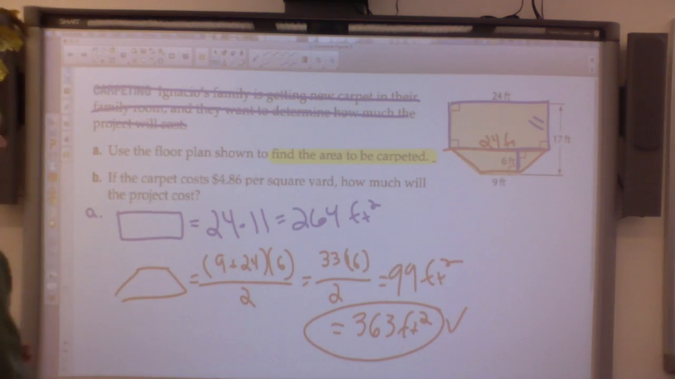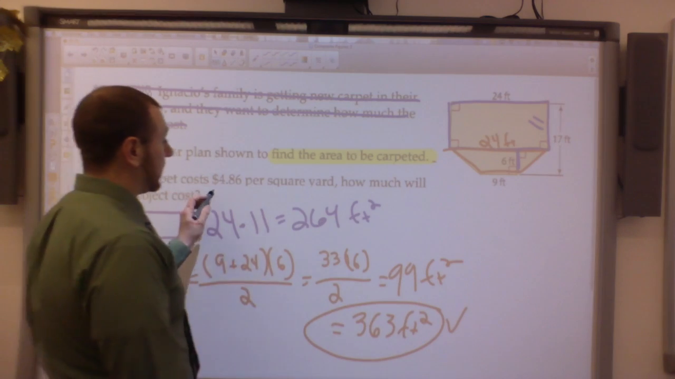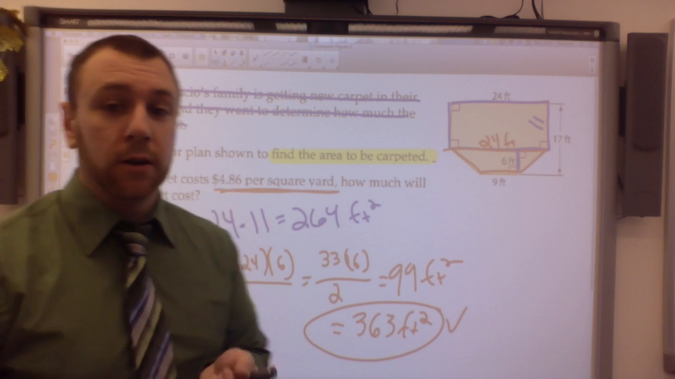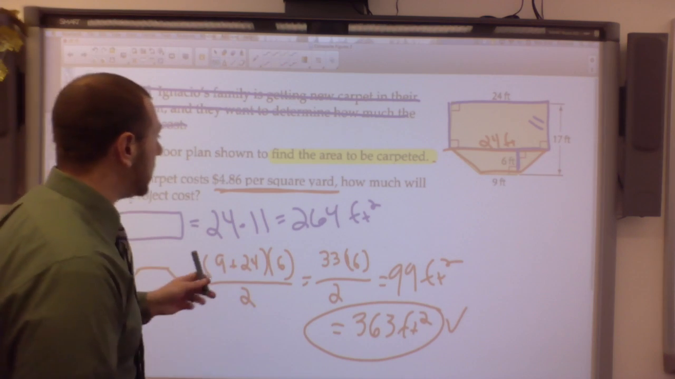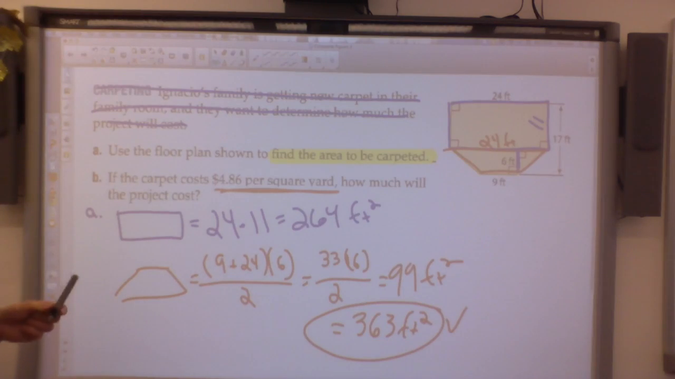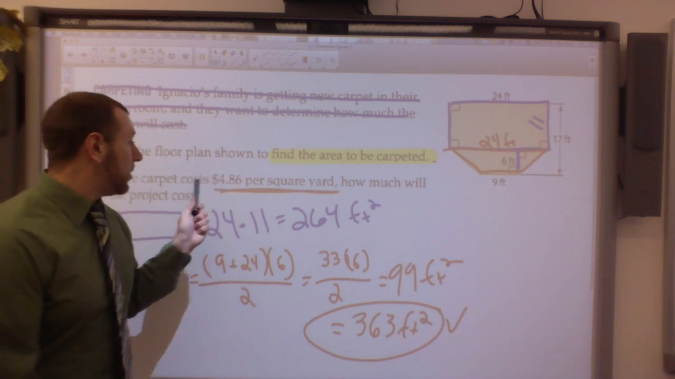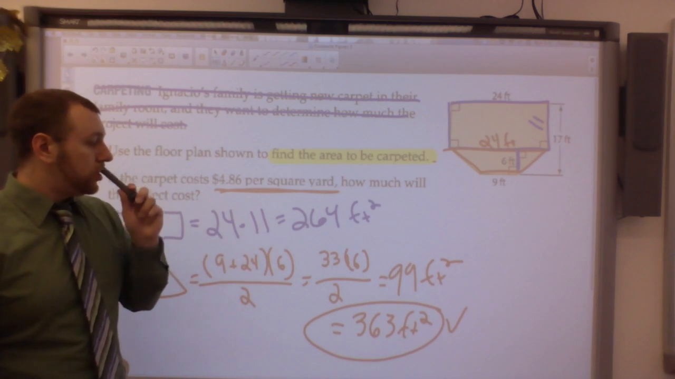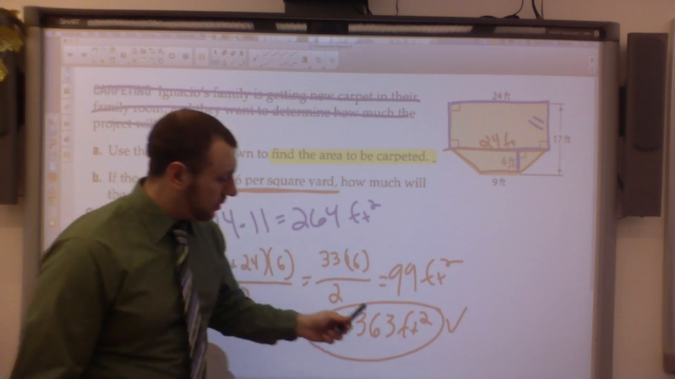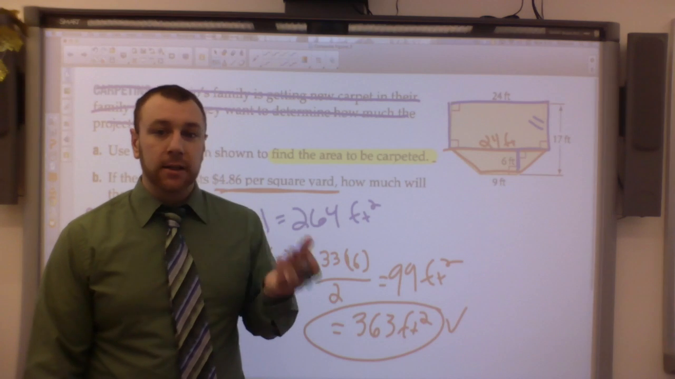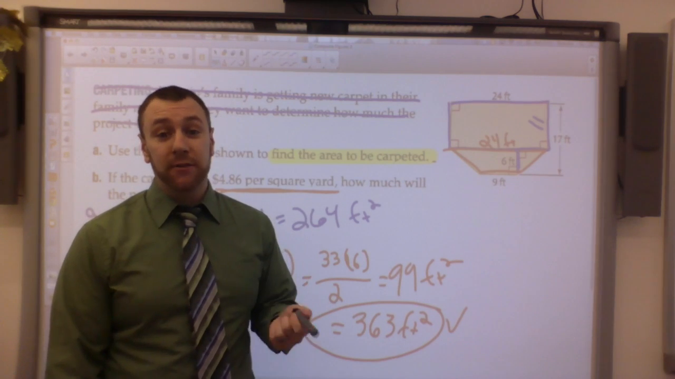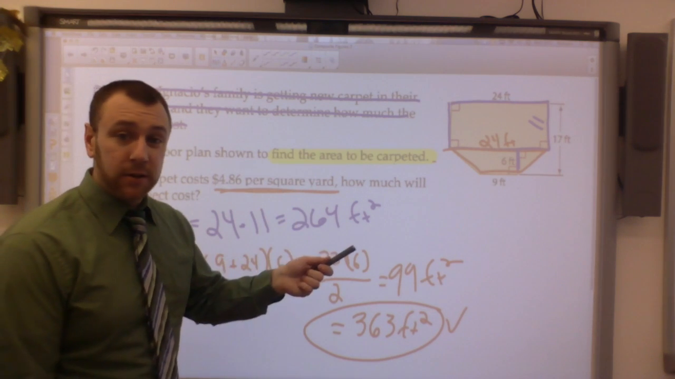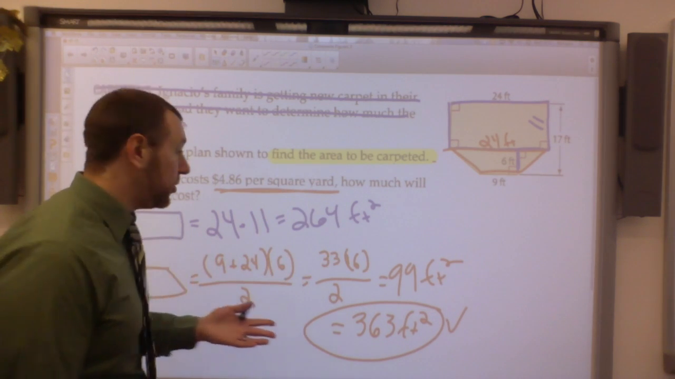Okay. Now part B says if carpeting costs $4.86 per square yard, that's actually kind of expensive for carpeting, how much will the project cost? So it's $4.86 per square yard. Oh shoot, yards, feet. Those aren't the same measurements. So what I have to figure out is what's my price per square foot? That's the first thing I have to do.